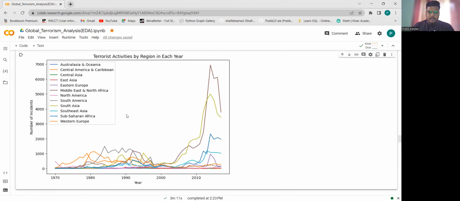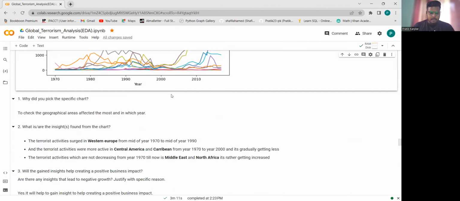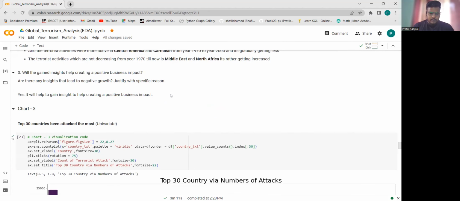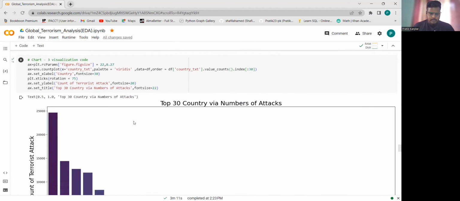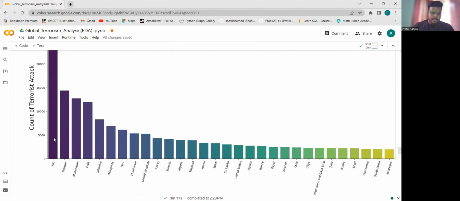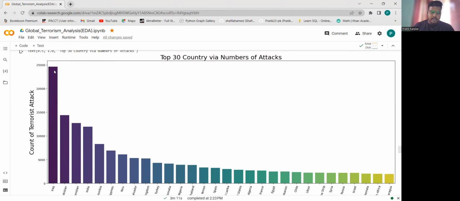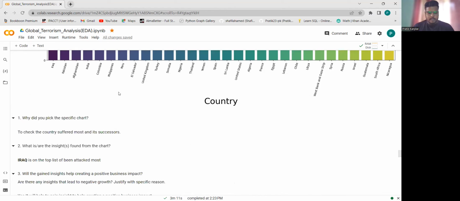And this is a good insight which you can find over here, followed by the next visualization. I'm coming to here. This is a univariate visualization again, the top 30 countries that have been attacked the most. Among them, Iraq comes first, followed by Pakistan, Afghanistan, and then India. And Iraq has a marginally very high difference.